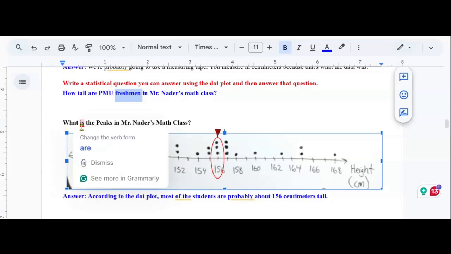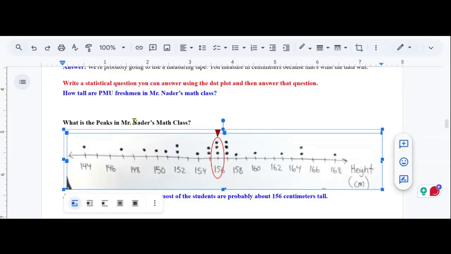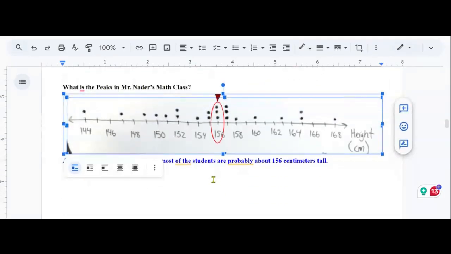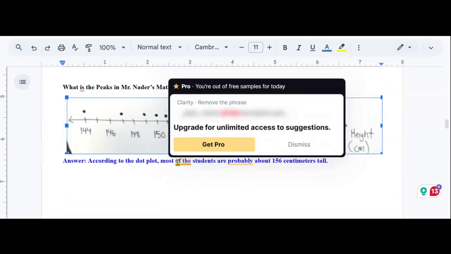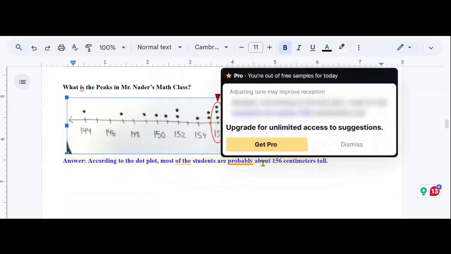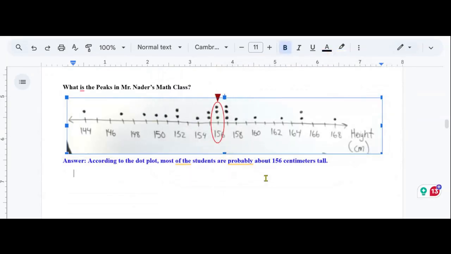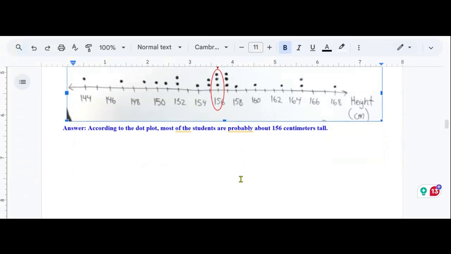Another question: what are the peaks in Mr. Nader's math class? 156 and 157. Can it be two peaks? Yes, it can be. So most of the freshmen are probably about 156 centimeters tall. About means round. Okay.